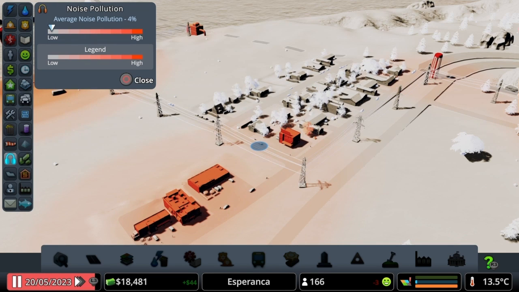Commercial, public places, unique buildings, industries, services, many things can cause noise pollution. A good tip when you cannot avoid it so much is to use big trees around your residential. The trees in Cities: Skylines, and principally the big ones, work as sound blockers.